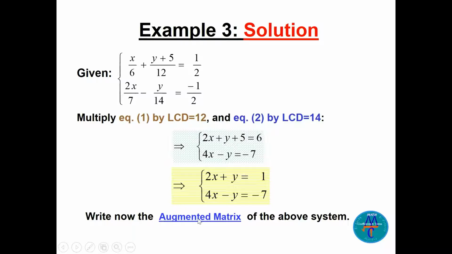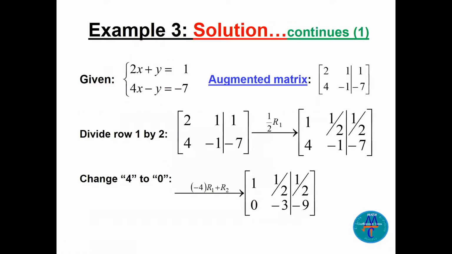We can write the augmented matrix of this system to solve it. So we write the augmented matrix: 2, 4. We write the coefficients: 1, minus 1, 1, minus 7. I need the first number to be 1. So divide row 1, this is row 1 here, by 2. So I get here, divide this by 2, it will be 1, half, and half. And row 2, we leave it: 4, minus 1, minus 7. Now I need to change this number 4 here to 0. So I have to multiply row 1, 1, half, half, by minus 4 and add to row 2.